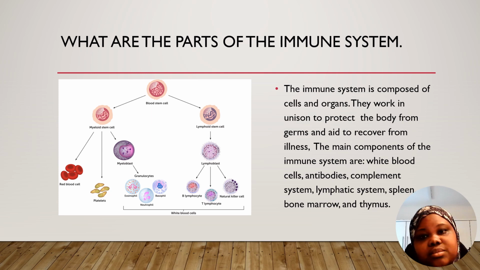The immune system is composed of cells and organs. They work in unison to protect the body from germs and aid in recovering from illnesses. The main components of the immune system are the white blood cells, antibodies, complement system, lymphatic system, spleen, bone marrow, and thymus. The white blood cells are a key part of the immune system. They are made in the bone marrow and are part of the lymphatic system.